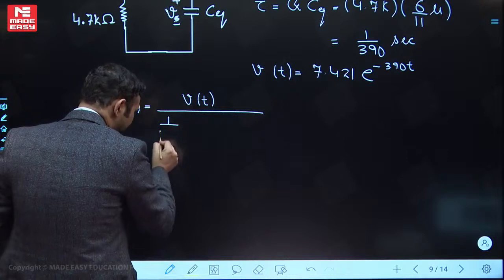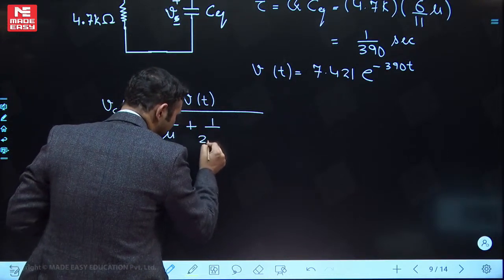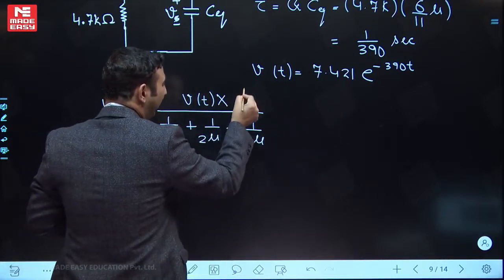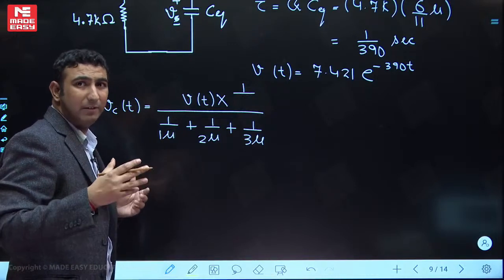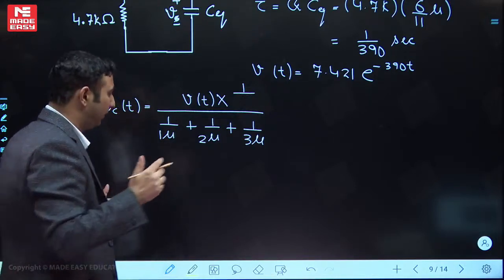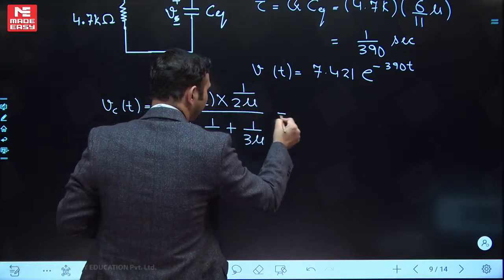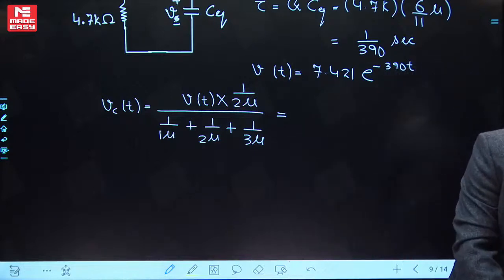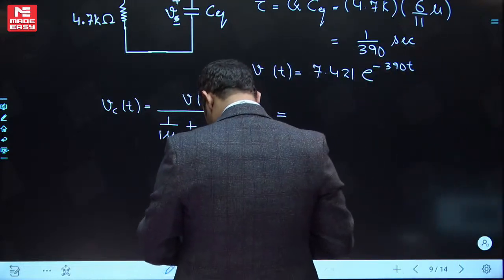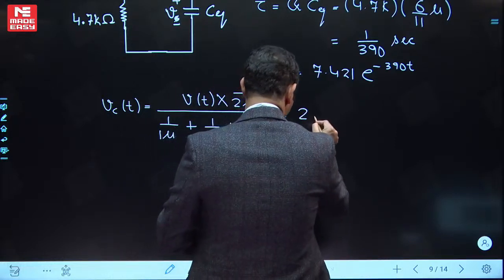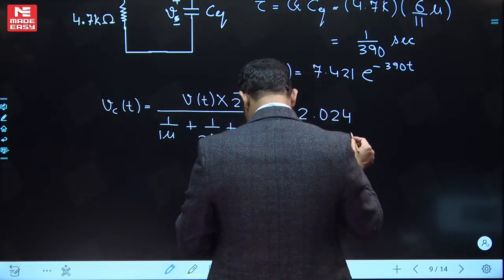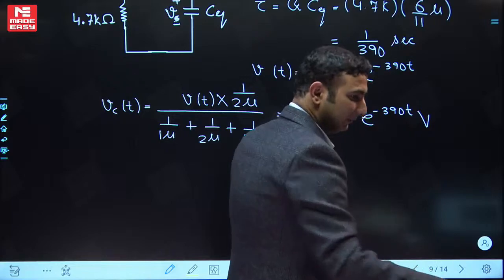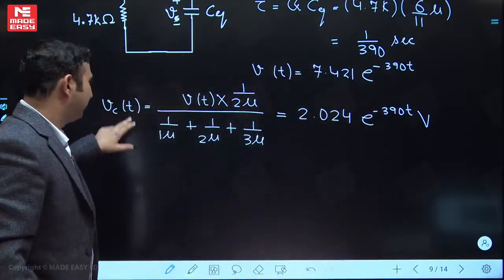divided by 1 by C1 plus 1 by C2 plus 1 by C3 and so on, multiplied by 1 by the capacitor across which we are calculating. We are calculating across capacitor 2, so I'll be writing 1 by C2, that is 1 by 2 micro. You put this value over here and do the calculation. Let me see whether I have the answer or not. Yes, I have the answer for this one. If you solve this, this is coming equal to 2.024 e to the power minus 390 t volts. This is my answer. So this is Vc of t.